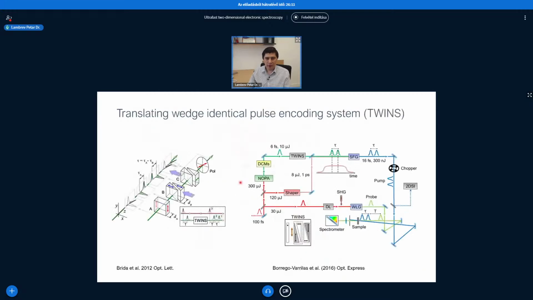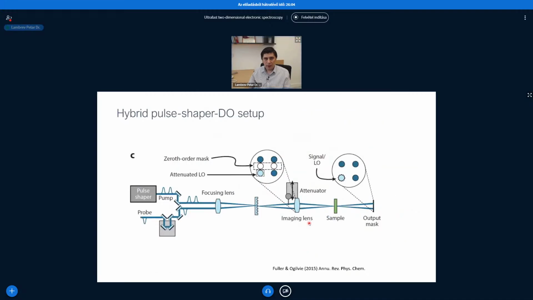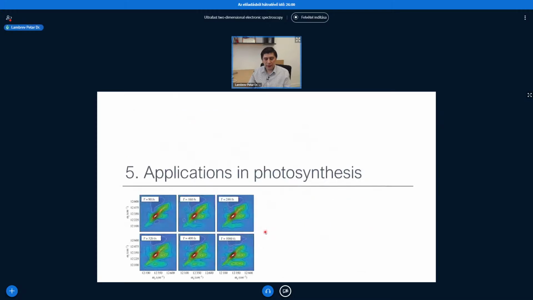Okay, there are various other ways, but we will skip the rest of the technicalities, because I would like to use some time to show you one or two examples in photosynthesis.